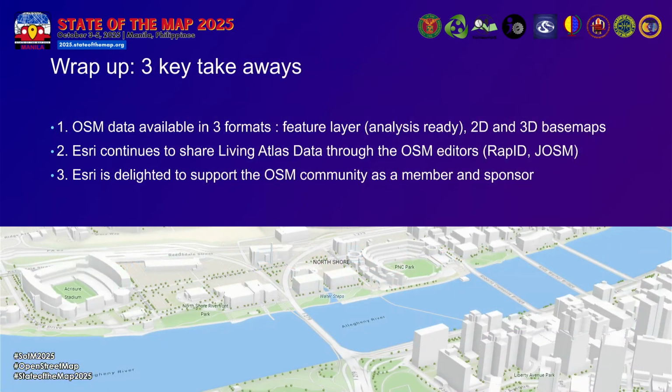And to wrap up everything, OSM data is available in three formats in the Living Atlas in ArcGIS Online: feature layers, which are analysis-ready layers, and 2D and 3D base maps. Esri continues to share the Living Atlas data through the OSM editors like JOSM and Rapid, and we're delighted to support the OSM community in the upcoming years as well. Thank you.